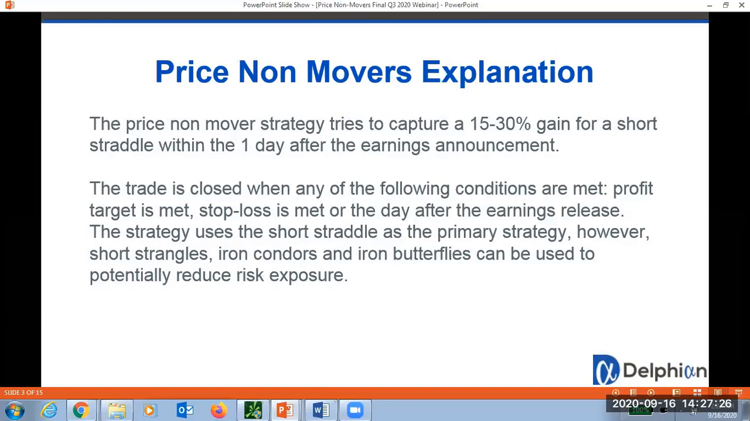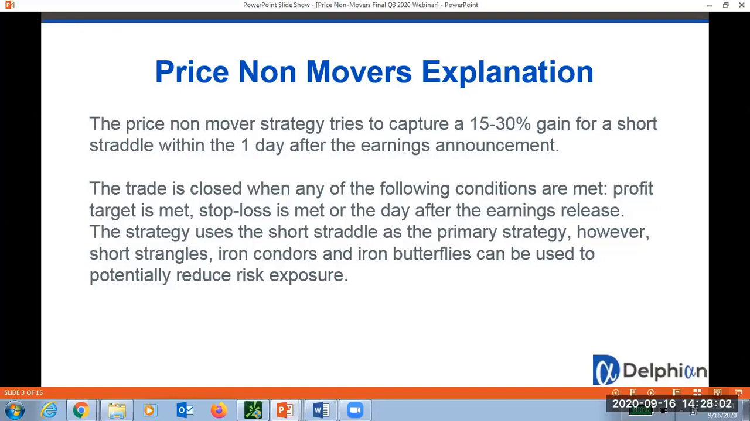The strategy, again similar to the other ones, is to capture 15 to 30% profit on the short straddle. As Josh mentioned, you can also put in short strangles. Your risk profile is going to be a big factor in which strategy you use. I always recommend testing the different strategies based on the risk, and testing them based on the profit potential. That's where you'll be able to optimize and hopefully find better trades based on that particular strategy.